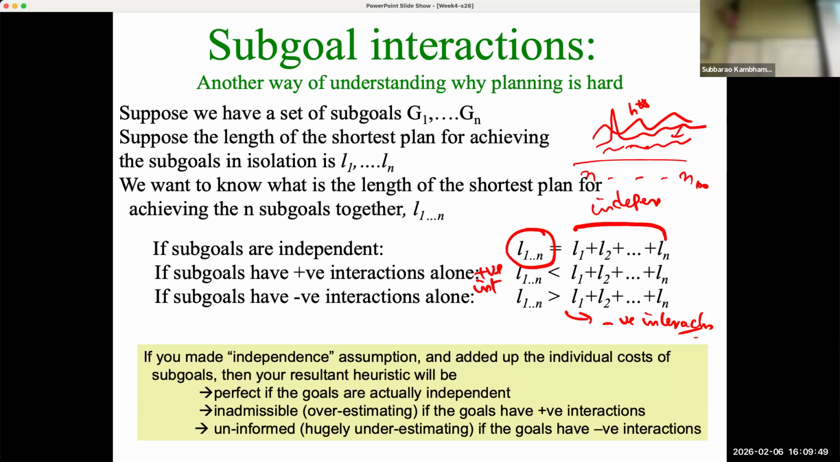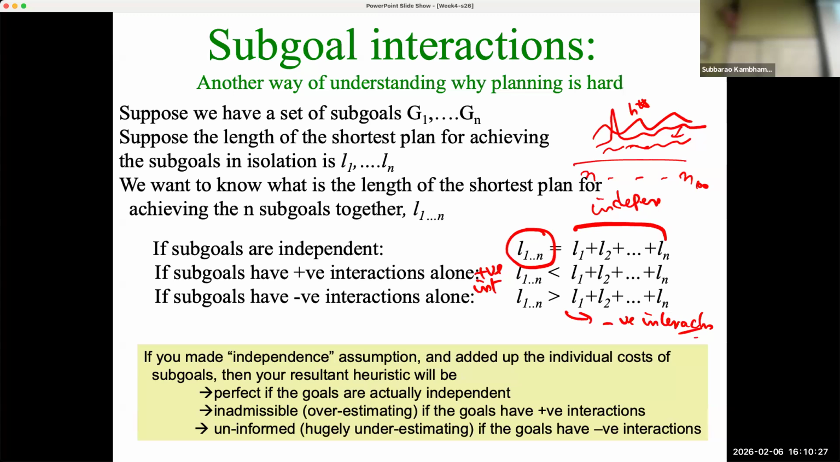If there are no interactions other than positive interactions, then the plan for achieving all the goals would actually be cheaper than the sum of the plans for achieving each goal. If there are purely negative interactions, it will be greater. How much greater? First of all, how much smaller? This is interesting. L1 to n will be less than L1 plus to Ln, right? What is the lowest it can be?